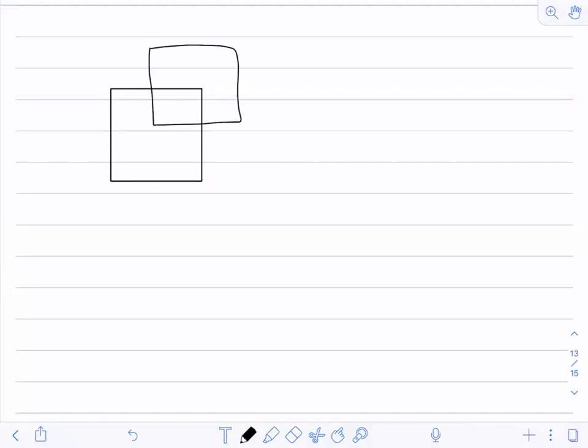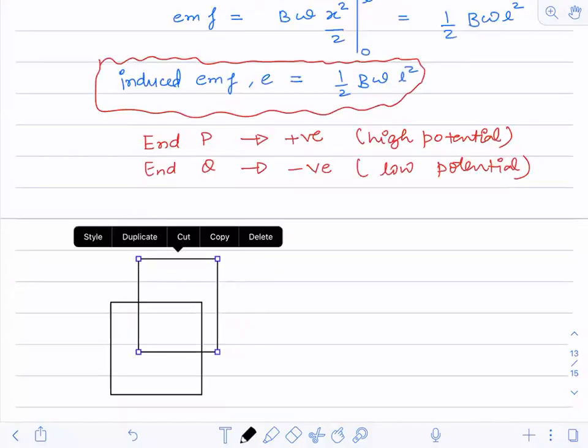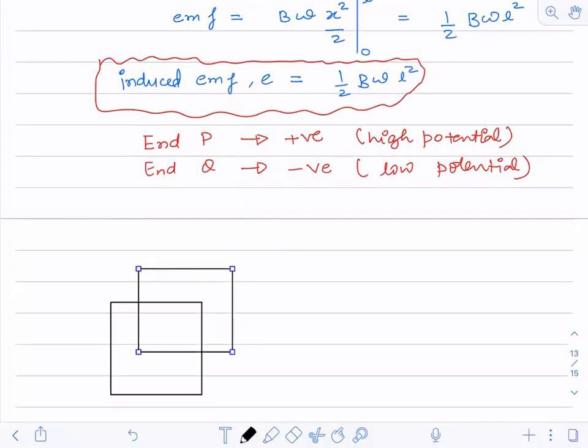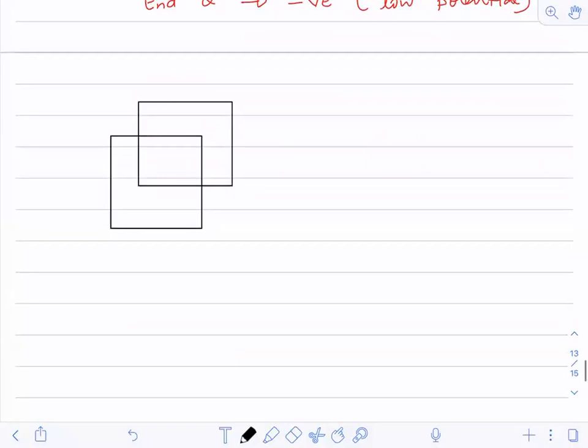So suppose this is a region. I'm just trying to draw a 3D figure, a pivot joint, where we can only rotate.